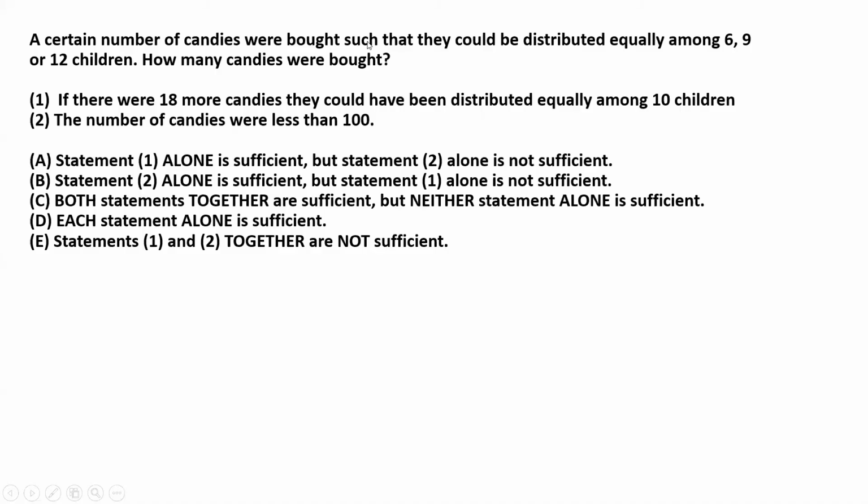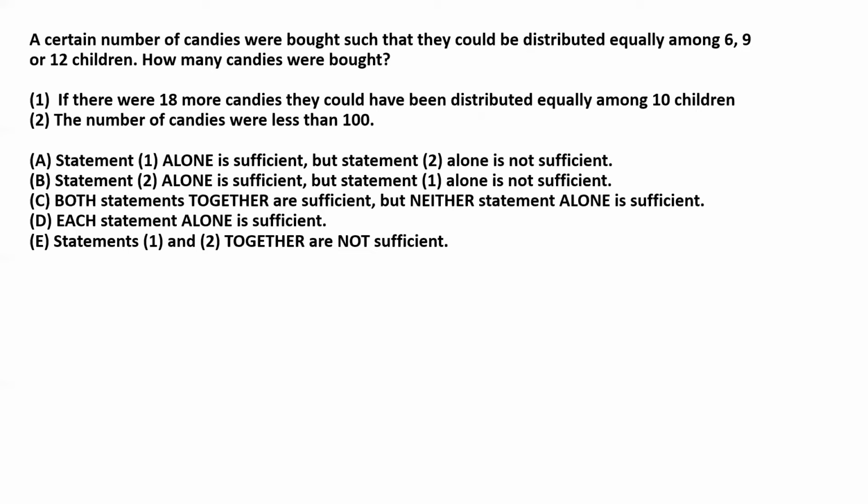A certain number of candies were bought such that they could be distributed equally among 6, 9, or 12 children. How many candies were bought? Two statements are given. The first one is, if there were 18 more candies, they could have been distributed equally among 10 children. And the second statement is, the number of candies was less than 100.